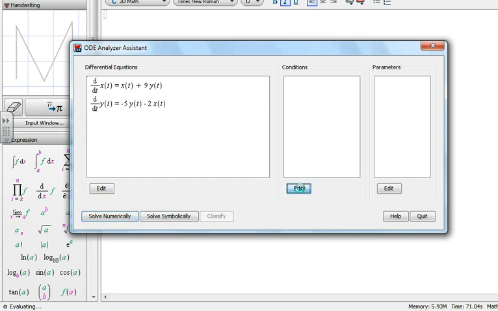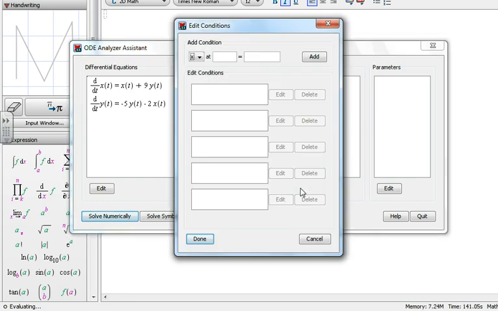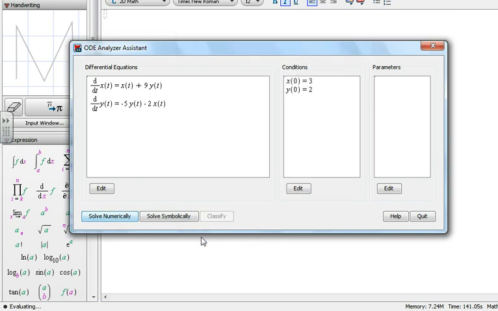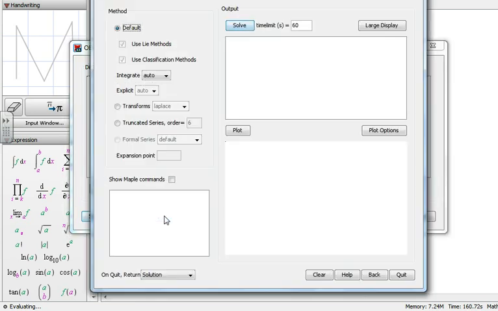Now we're going to put in initial conditions, and we're going to say x at 0 is 3, and y at 0 is 2. Okay, so we got that. Solve symbolically. Solve. Is that what we have? No. We don't have that.